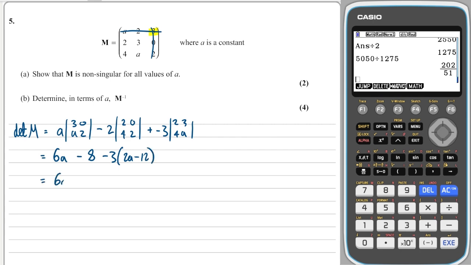So expanding out, 6A minus 8 minus 6A plus 36. Cancel, cancel, 28. That's not 0, so therefore it's non-singular.